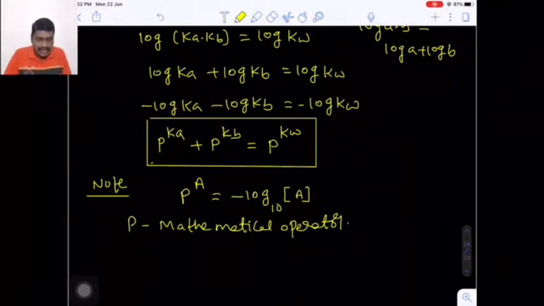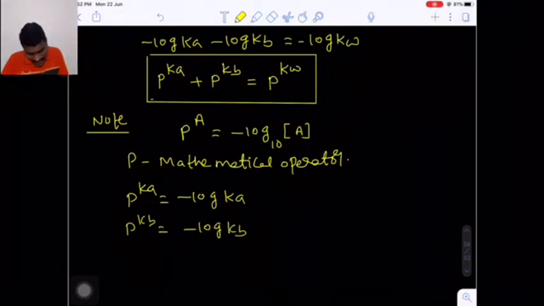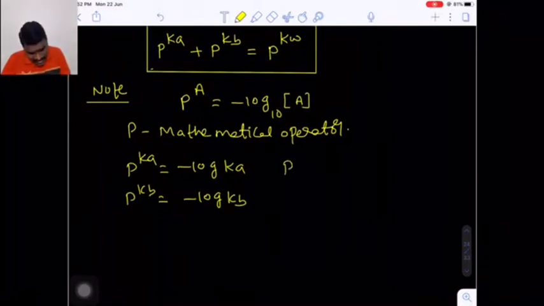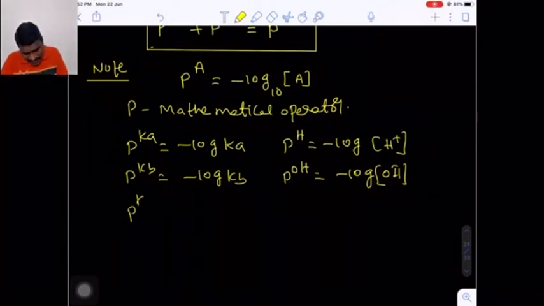This is very important. Suppose if I want to write the minus log Ka, I shall write power of Ka. If you want to write the pKb, negative logarithm of Kb. Similarly, if you want to write the pH, negative logarithm of H plus ion concentration. If you want to write the pOH, minus log of OH minus. This is power of hydrogen, power of OH minus, power of Ka, power of Kb. Similarly, power of Kw, I shall write minus log Kw.